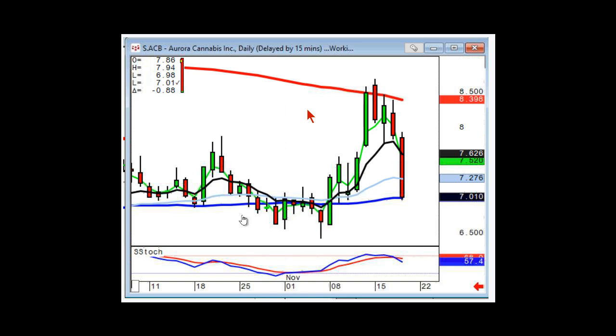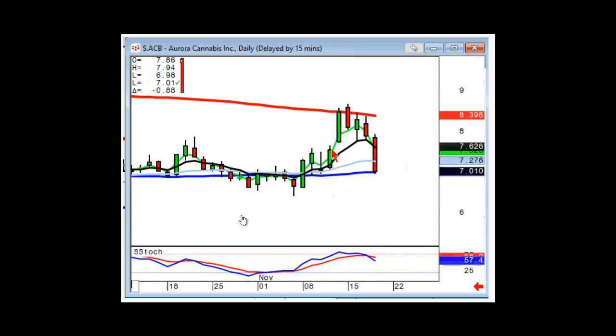So this is ACB. You can see that it closed right on the 50. What's that tell us? If they open below there, that sell is still in progress.